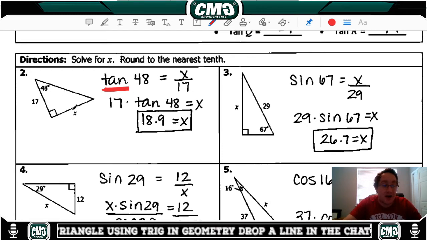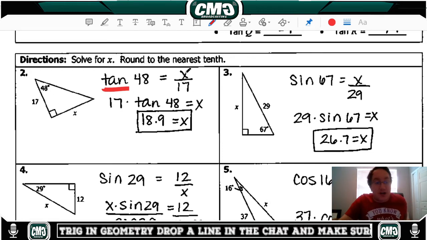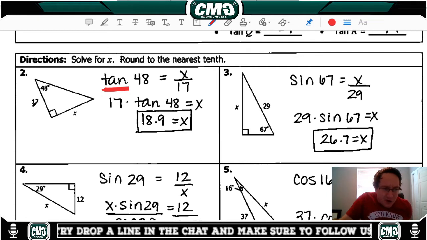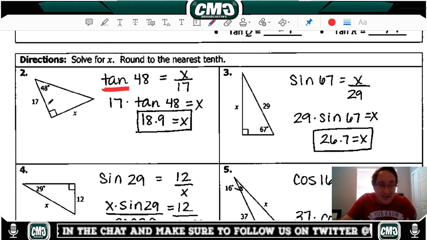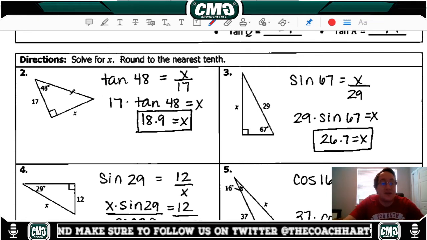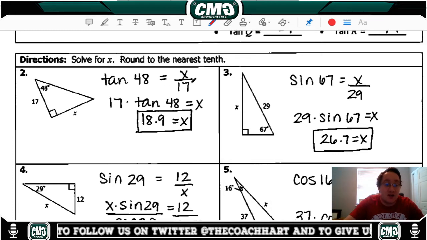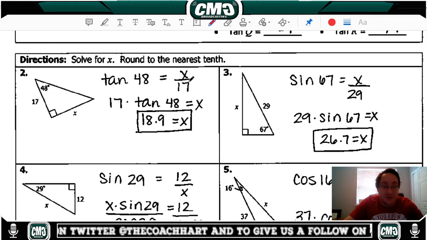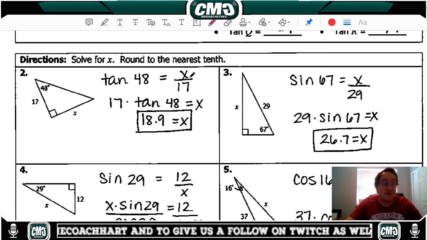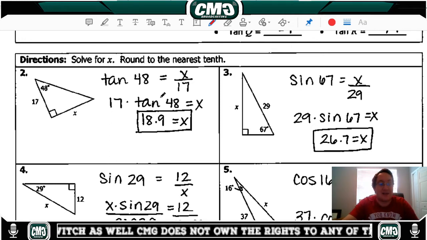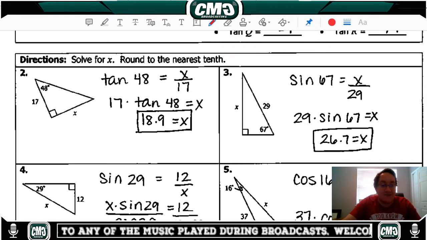So now we have our opposite side, which is x, which is why it goes on top. And our adjacent side is the 17. That's why that one's going to go on the bottom. Now when we get to here, notice we have a fraction. X is the top of the fraction, so all we got to do is get rid of the bottom. So we'll multiply both sides by 17. That's how our next step becomes 17 times the tangent of 48. And we'll just do that in our calculator to get what our x value is going to be.